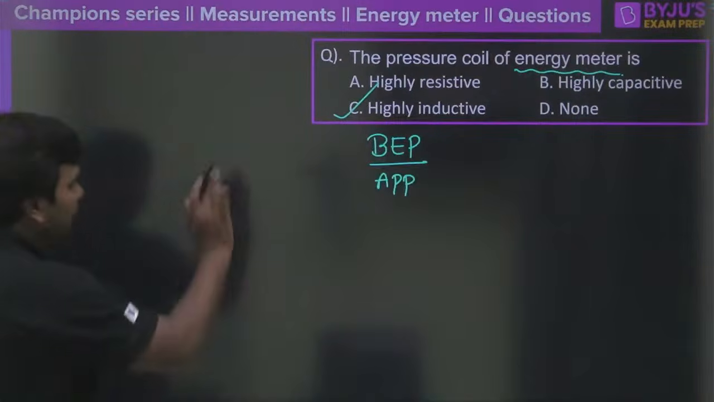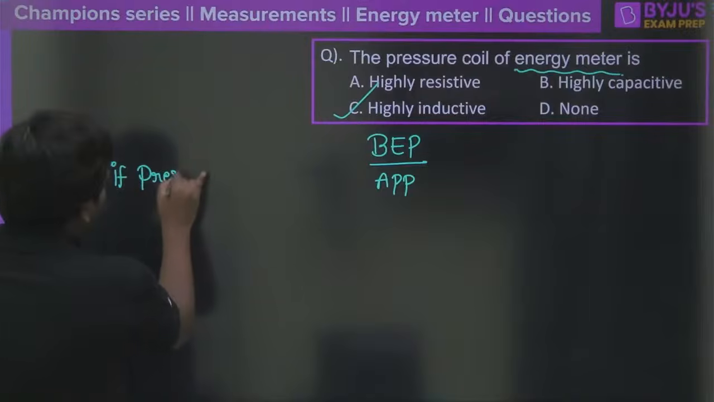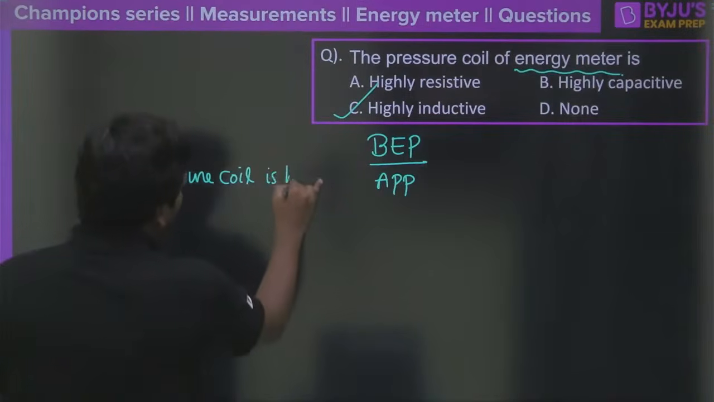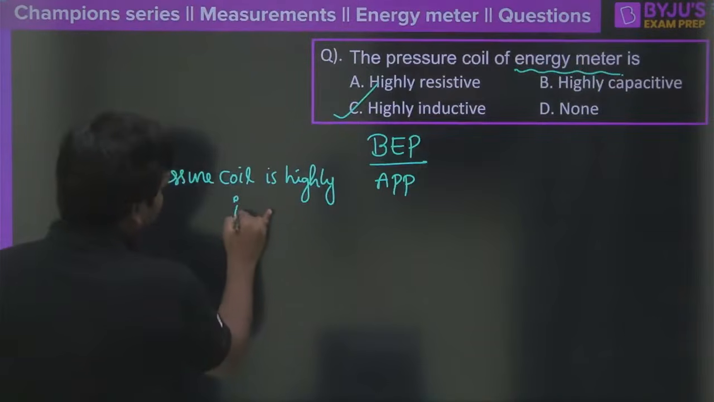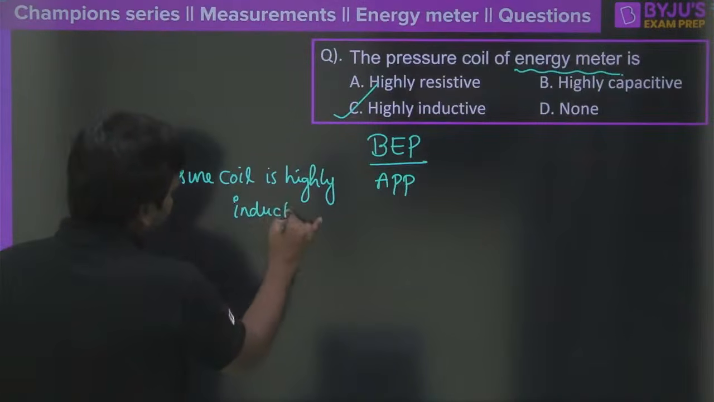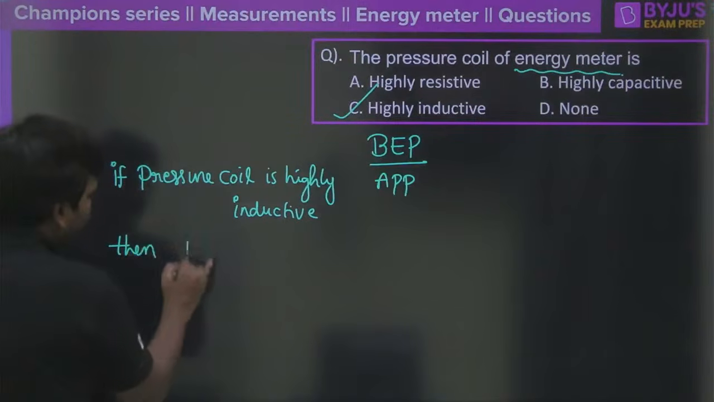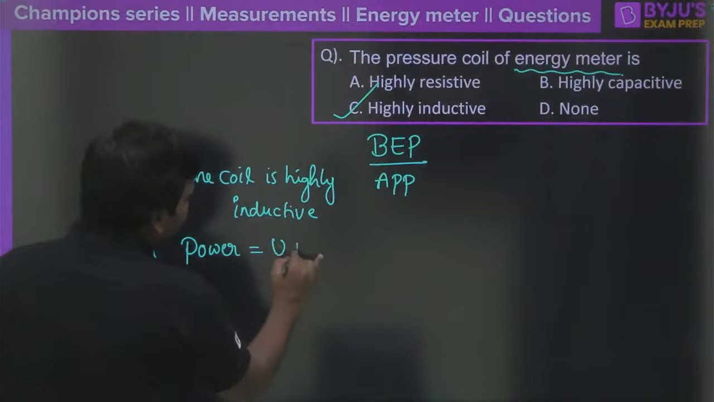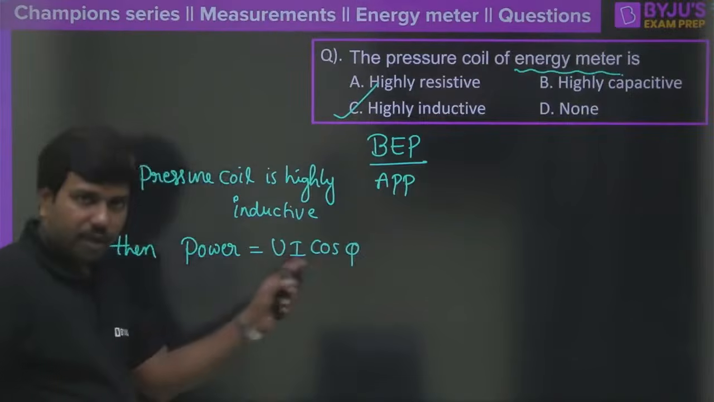Okay. So generally, in the ideal situation, if the pressure coil is highly inductive, then the power measured will be equal to how much? The power measured is equal to VI cos phi. This is simple, VI cos phi.